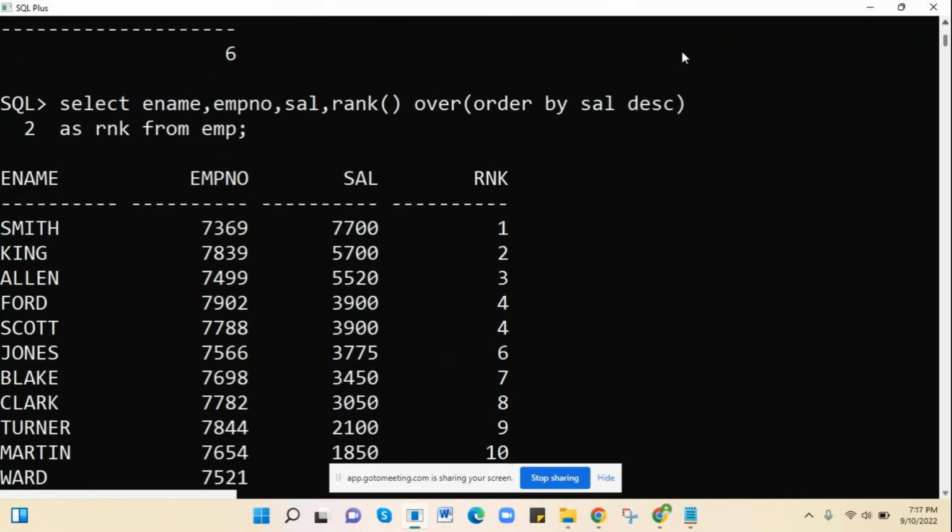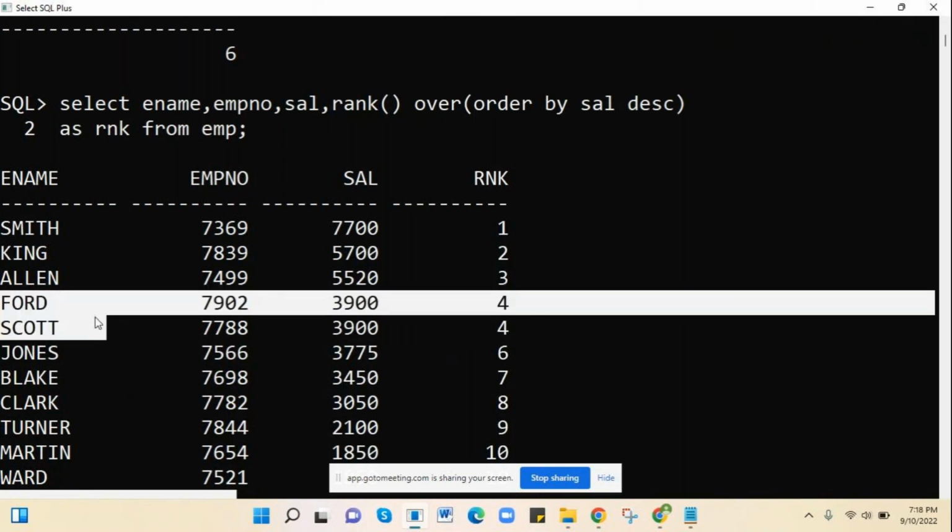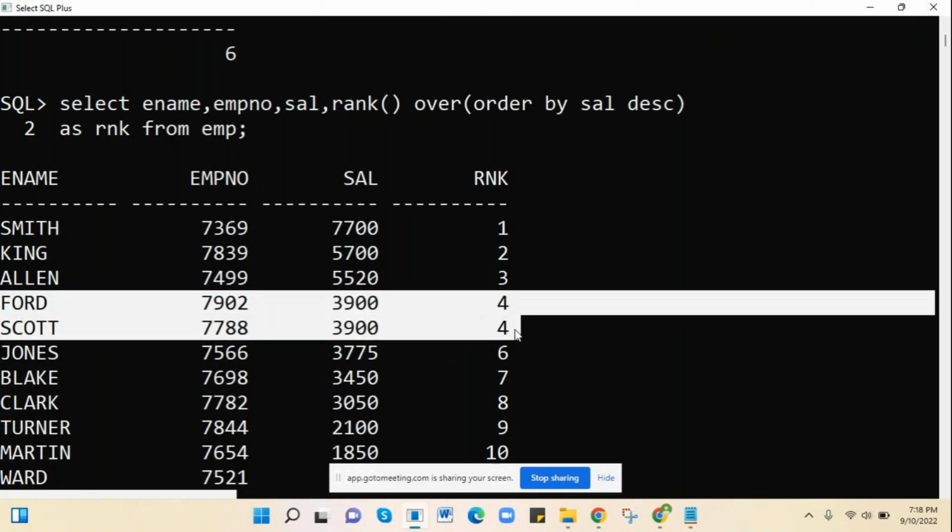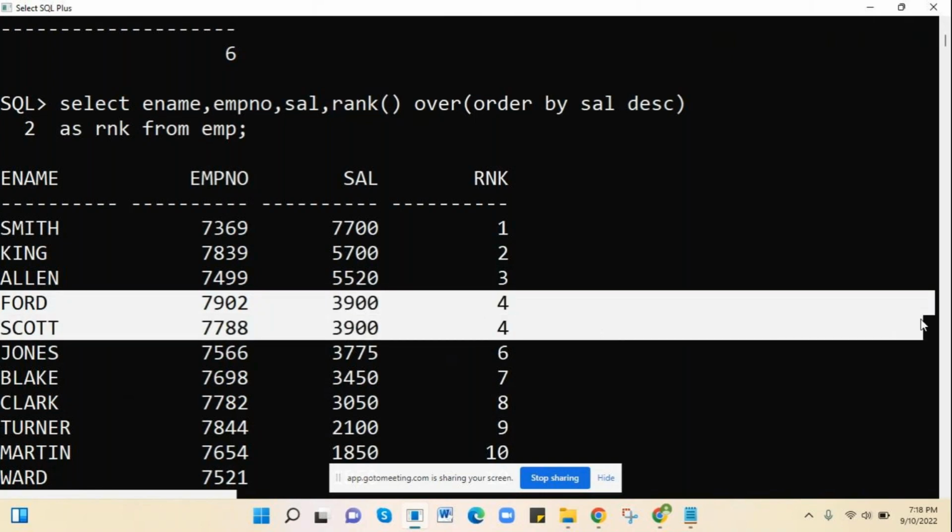You see, it will give the rank. Over order by salary descending. Salary wise, it will give the rank. What is the first rank? 7,700. So rank is 1. 5,700, rank is 2. Okay, it is rank 3. This one is rank 4. Both have the same salary. Ford and Scott both have the same salary. So that's why it will give the same rank.